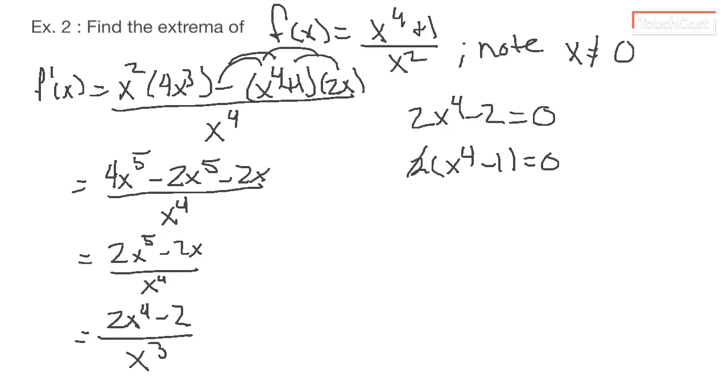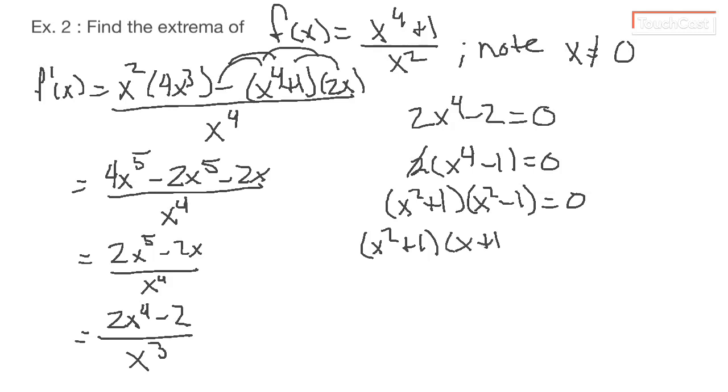I do know x to the fourth minus 1 is a difference of squares. So I can factor that to x squared plus 1 times x squared minus 1. And x squared minus 1 is again a difference of squares, so I can factor it further. I'll bring down my x squared plus 1, but x squared minus 1 factors to x plus 1, x minus 1, and I set that to 0. And from this, I figure out what values would make this equal to 0. So I set each factor to 0.